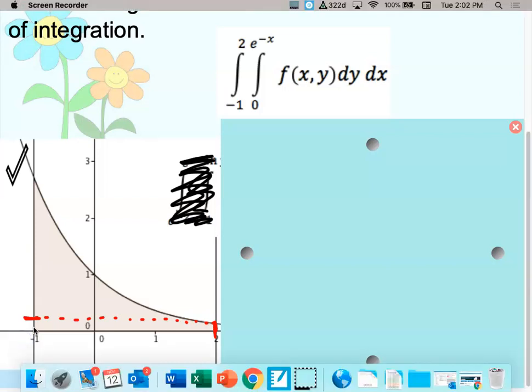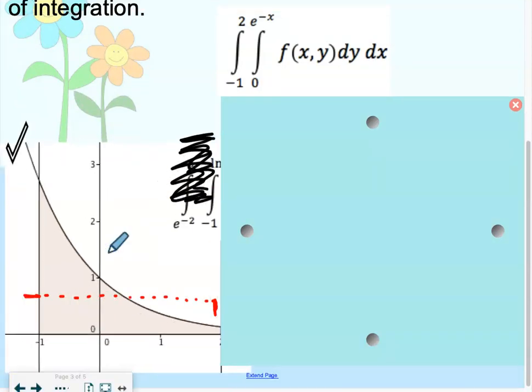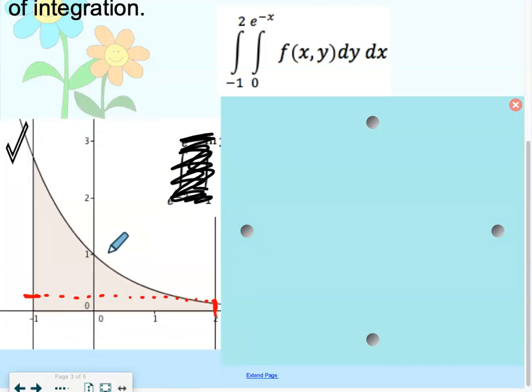Okay, so when you're building this with double integrals, I hate this, someday I will actually get used to starting over with the recording. All right, so this is y equals e to the negative x, and this is y equals 0.